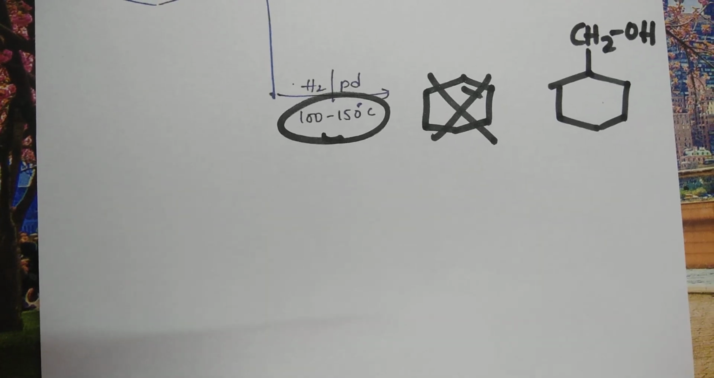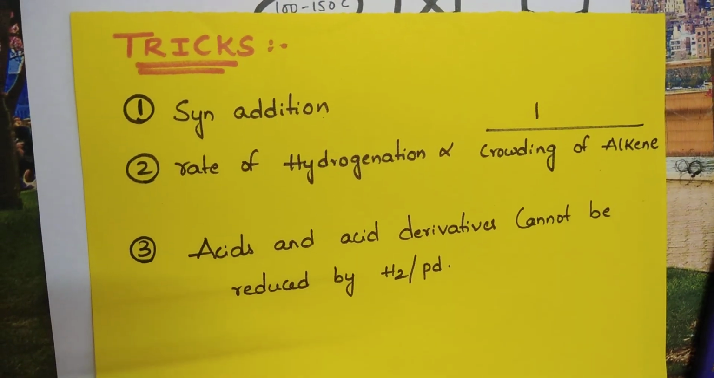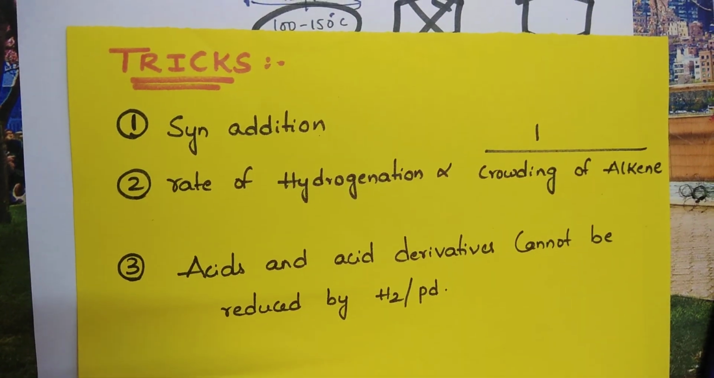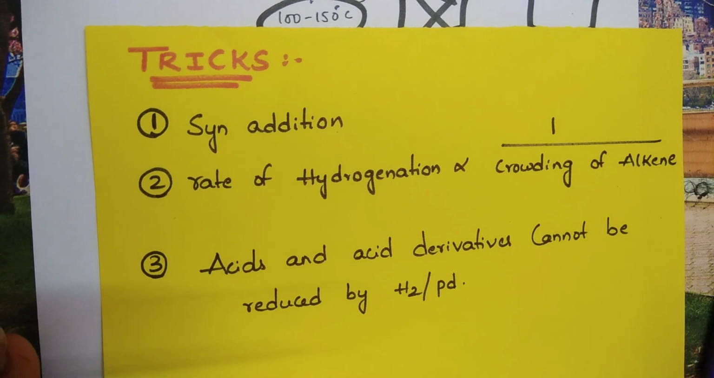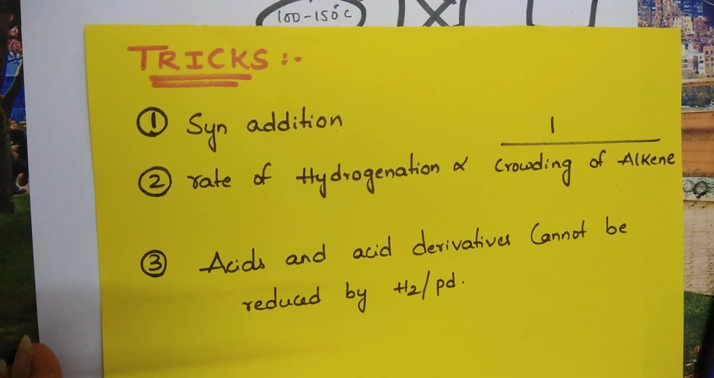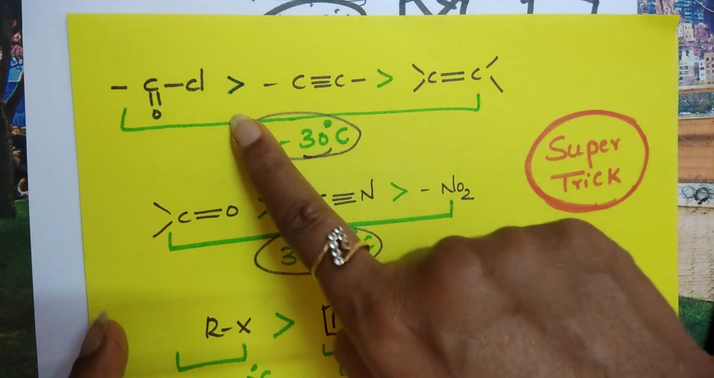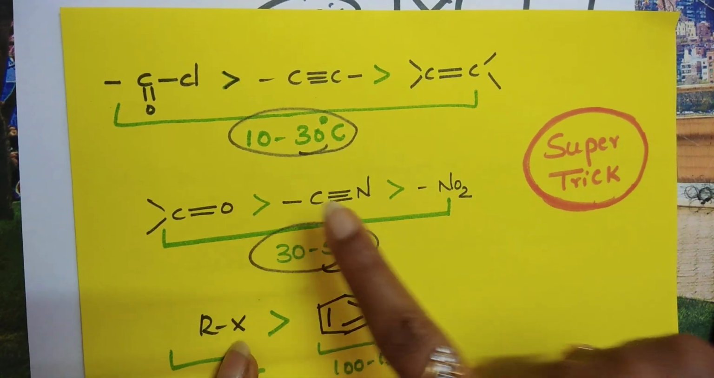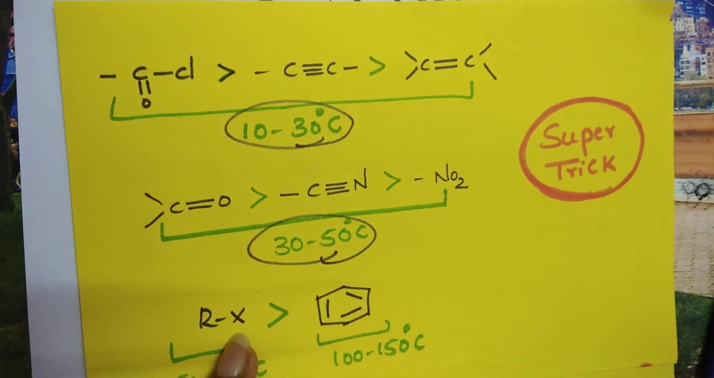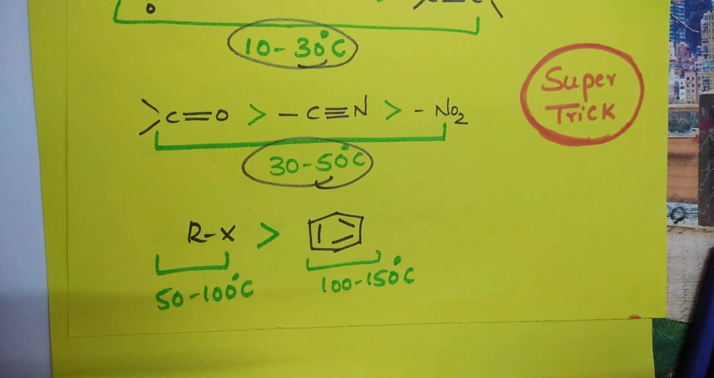So what I discussed in this session, you have to remember: it is an addition, break a bond and put hydrogens. More crowding, less is the rate of hydrogenation. Acids and acid derivatives, no reaction. Esters are the very least. Acyl halides are an exception. One of the famous reactions, Rosenmund reduction, you study. And the temperature dependence order: acyl halides, alkynes, alkenes need this much temperature. Carbonyl compounds, nitriles, nitro compounds need 30 to 50 degrees Celsius. Alkyl halides need 50 to 100 and benzene needs 100 to 150.